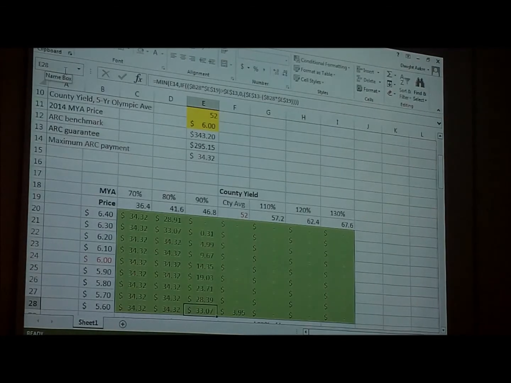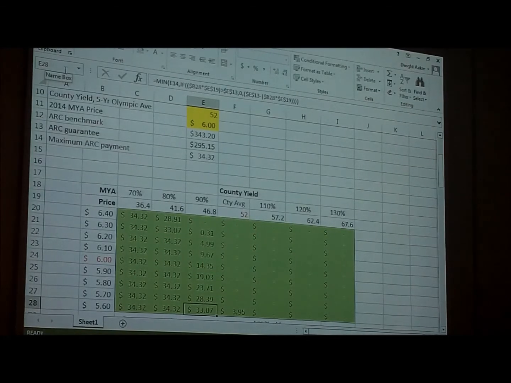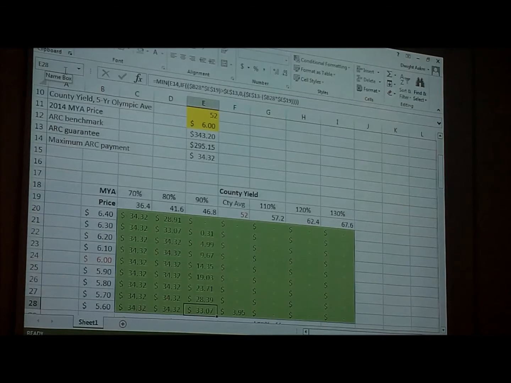Obviously, the payments are going to be stacked on the lower left, and to the right and higher up, higher prices, higher yields, the payment disappears. In this case, the maximum payment for Foster County wheat would be $34.32. We know that today. What we don't know is how much of it we're going to get. If the county average is 52 bushels this year, forget about a payment. There won't be any, unless the market price drops to $5.60. USDA is currently projecting $6.